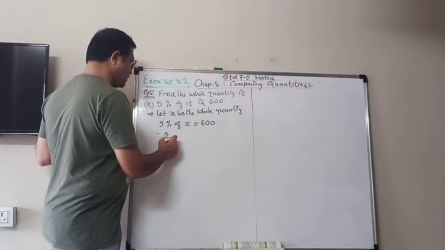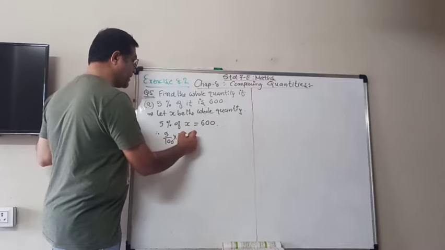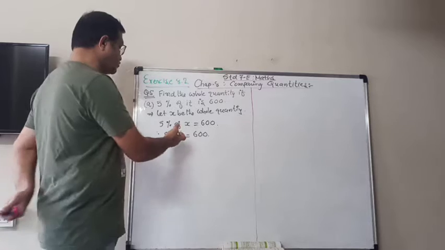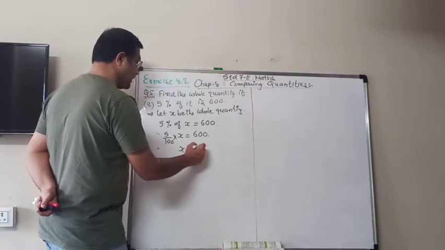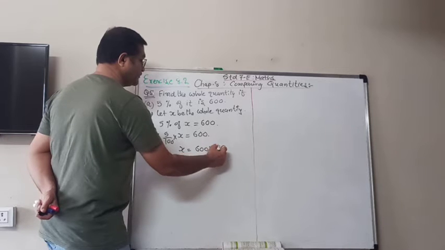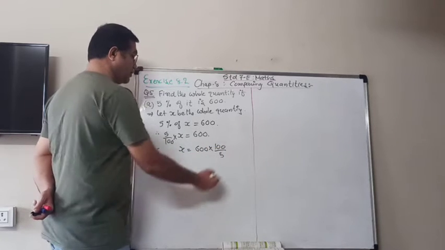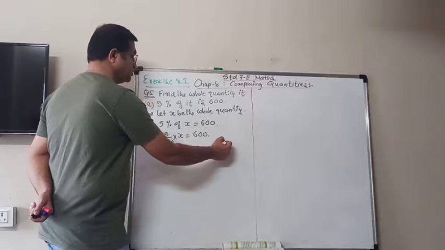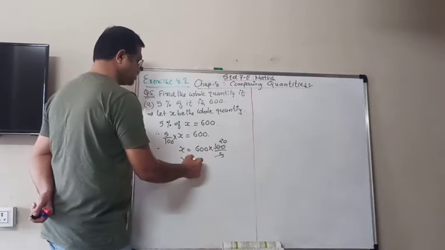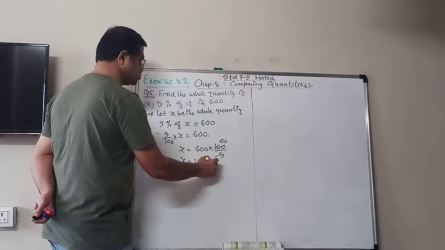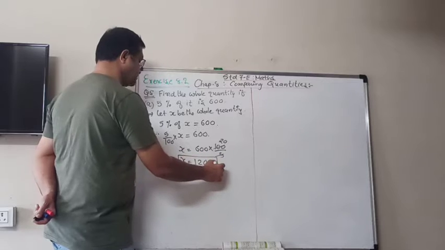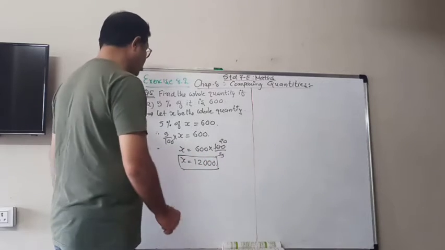So 5 upon 100 multiplied by X is equal to 600, and you know how to find the value here. X is equal to 600 multiplied by 100 upon 5. Now cancellation, 5 twenties are 100. So X is equal to 6 into 20, that is 120, so the answer is 12,000. So your answer will be like that, 12,000.